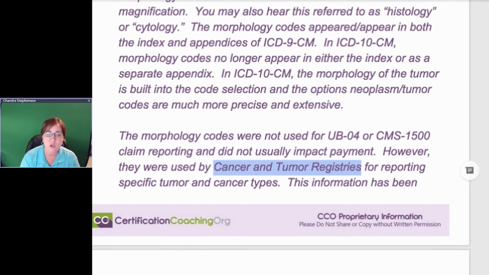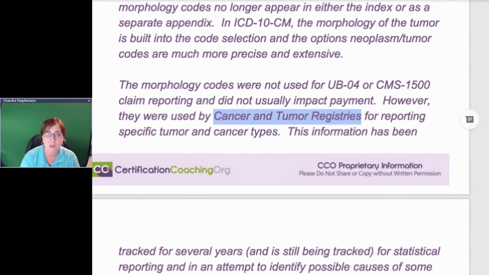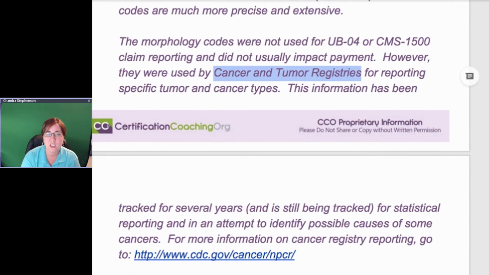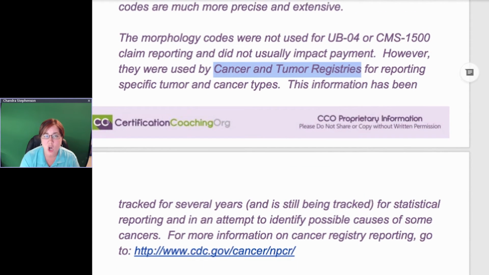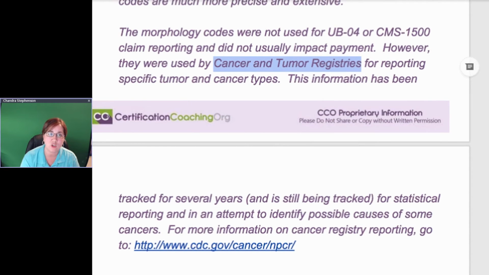So your question is, well, where do these come into play? Well, just as Alicia has highlighted for me there, this is all about cancer and tumor registries. If you work for a cancer registry or a tumor registry, these are things you're familiar with, and you're like, why are we talking about morphology codes again? I already know this. But unless you work in one of those areas, you probably saw them and thought, why are they here? Why doesn't anybody explain them to me? Nobody tells me what all these things mean. That's because outside of the cancer and tumor registry, they're not used.